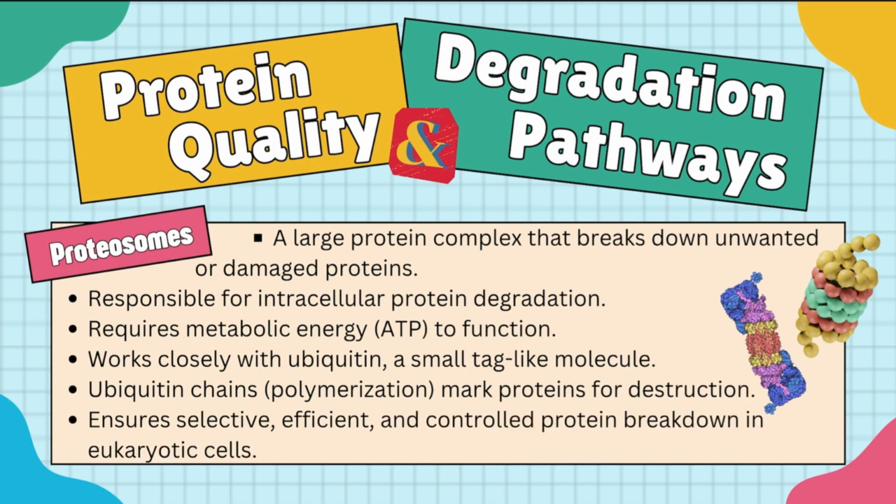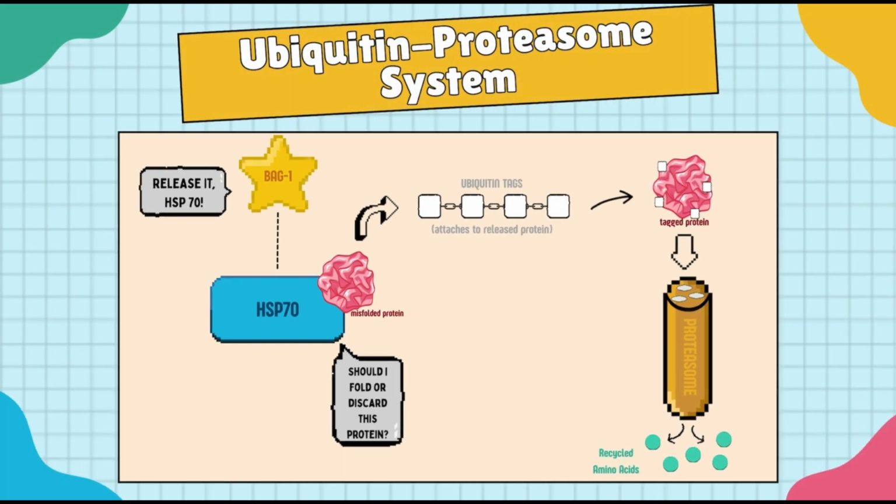Proteasomes are a large protein complex that breaks down unwanted or damaged proteins. These require metabolic energy to function and work closely with ubiquitin. When scientists were studying how chaperones chose to fold or destroy proteins, they found out that co-chaperones play a key role in this decision. One of these helpers is BAG1, which works with HSP70.